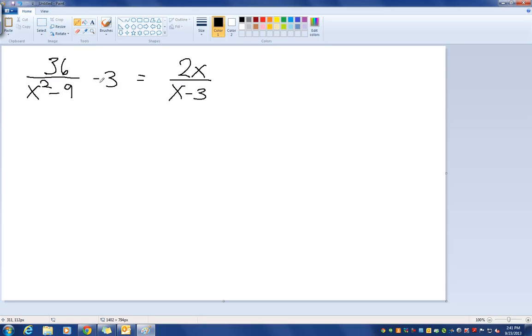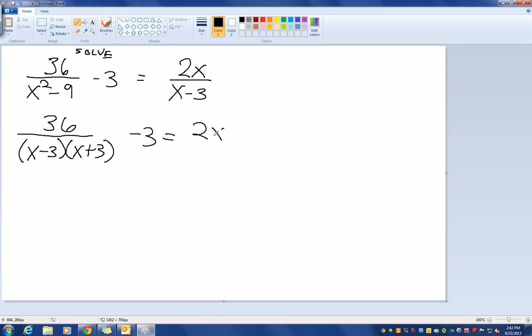So here we've got 36 divided by x squared minus 9, minus 3, equals 2x over x minus 3. We are being asked to solve this. Now, what we're going to want to do is clear the fractions. To see what's needed, I'm going to factor this. This becomes 36 over (x minus 3)(x plus 3), minus 3, equals 2x over x minus 3.